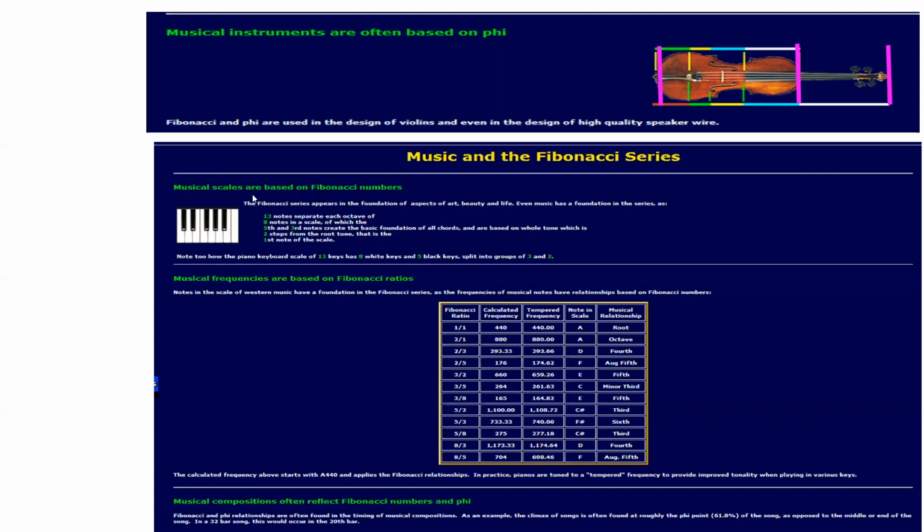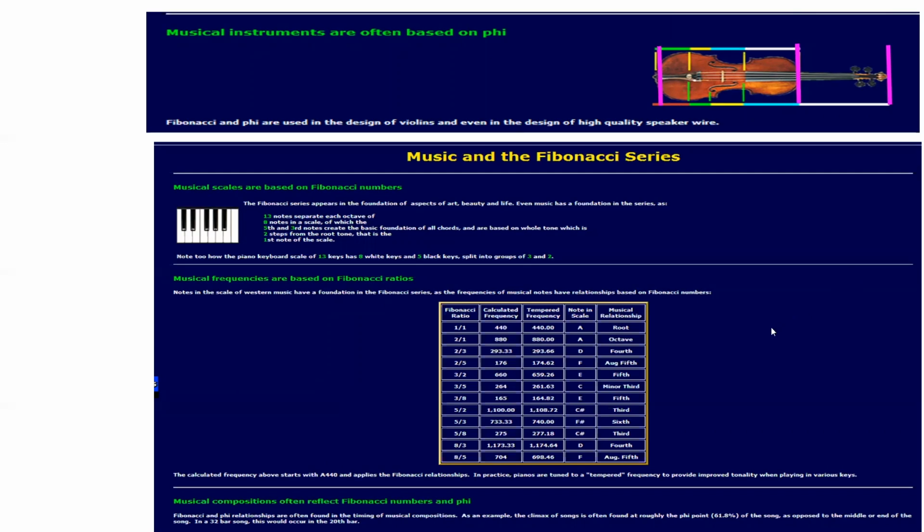And in the music itself, in the musical scales, 13 notes separate each octave of 8 notes in a scale, of which the fifth and third notes create the basic foundation of all the chords and are based on a whole tone, which is 2 steps from the root tone. That is the first note of the scale. And there you have it. There's the first part of the Fibonacci sequence. So I will leave it to you to read the rest of this.